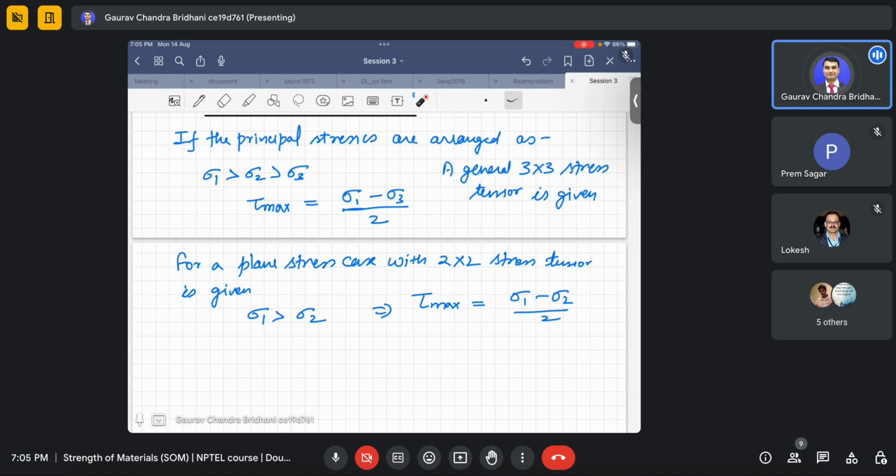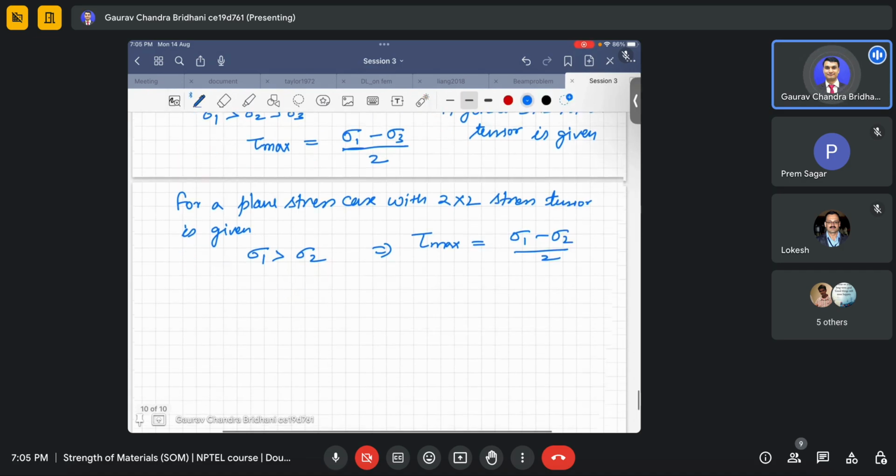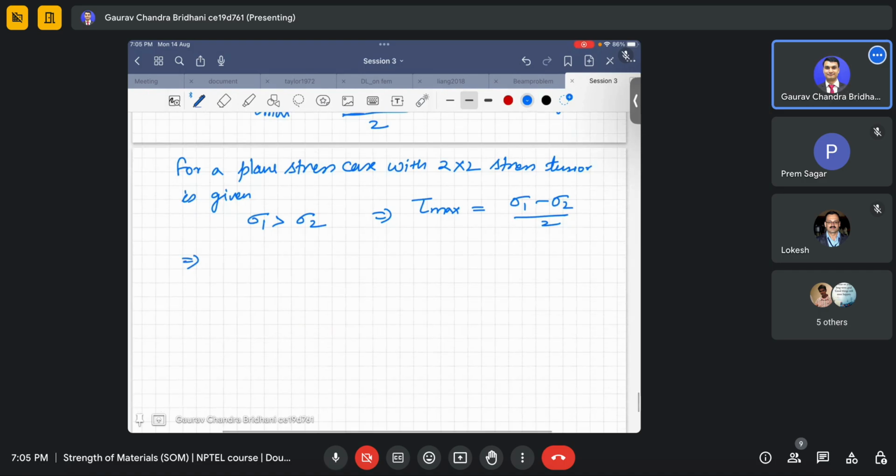So for our case we know that sigma 2 and sigma 3 are 0. So the tau max becomes 30 minus 0 divided by 2, that is 15. So the maximum shear stress becomes 15 MPa.